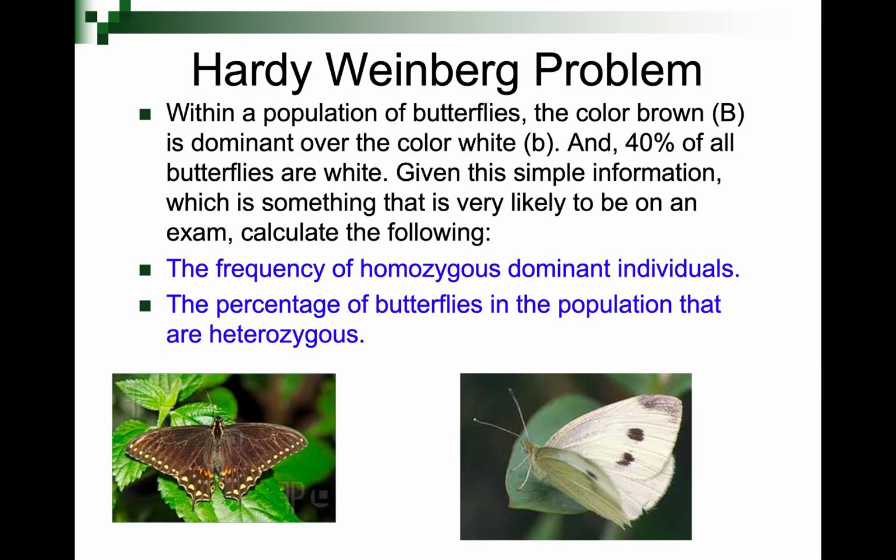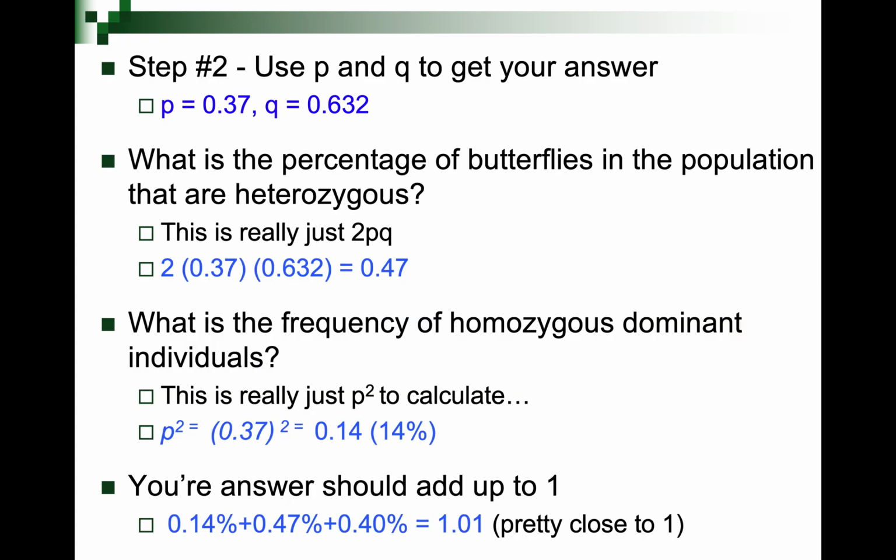Okay, so let's look at number 2, the percentage of butterflies in the population that are heterozygous. Now this is a little bit more complicated, but it's not too much harder. We've got our p and our q. We've already got these. So what is the percentage of butterflies in the population that are heterozygous? Well, this is really just 2 times p times q, right? And that's going to add up to 0.47.